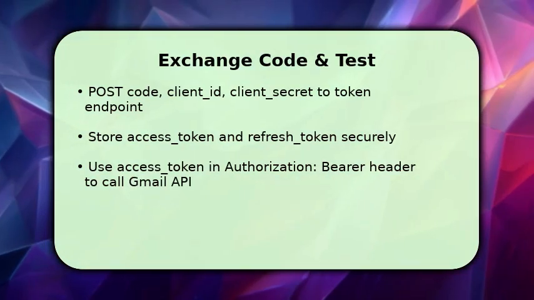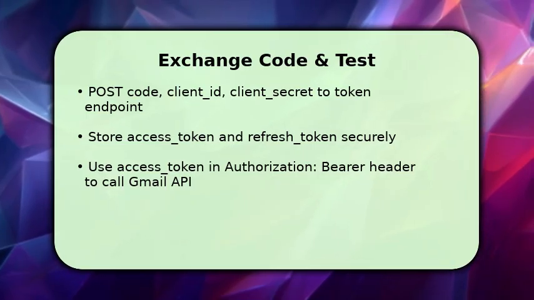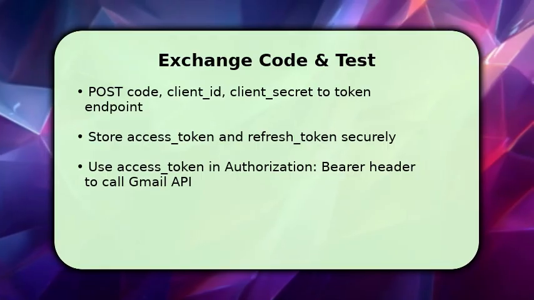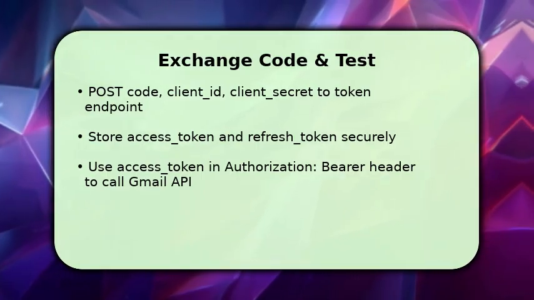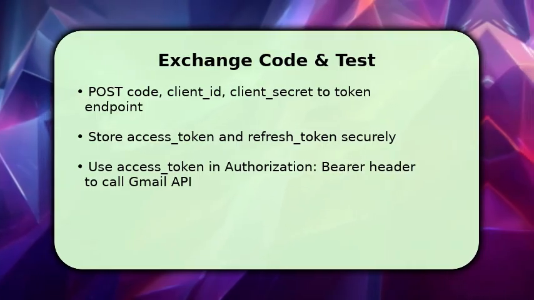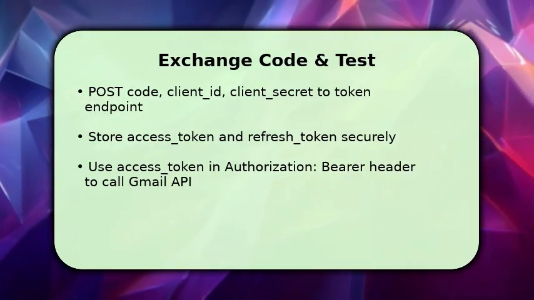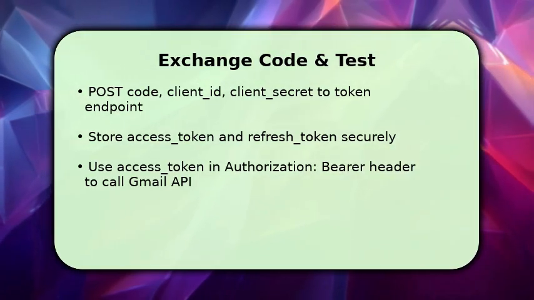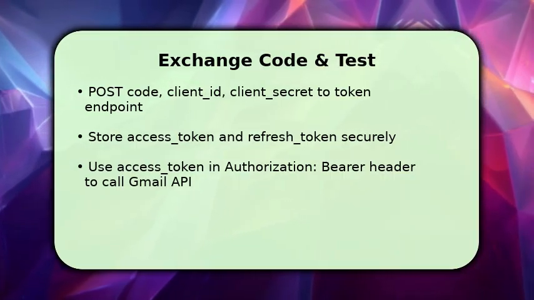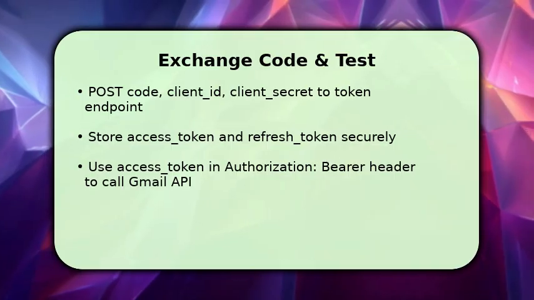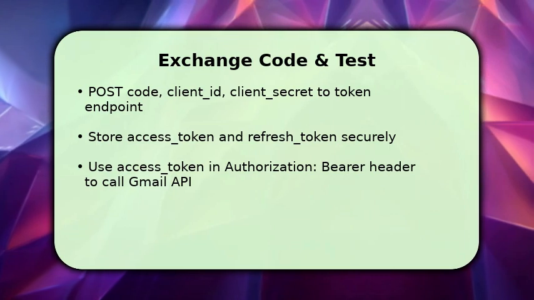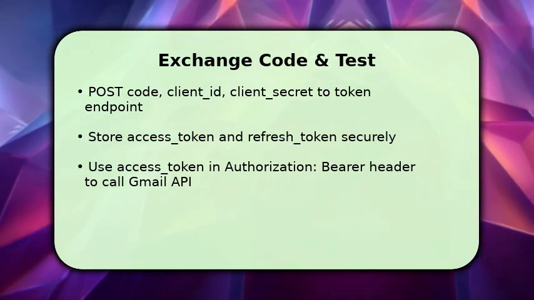You exchange the authorization code at Google's token endpoint via HTTPS post including client ID, client secret, redirect URI, grant type equals authorization code, and the code. The response returns an access token and often a refresh token. Store them securely, encrypt or use a secrets manager, because a refresh token lets you obtain new access tokens without user interaction. Then call a Gmail API method with authorization, bearer access token to verify.